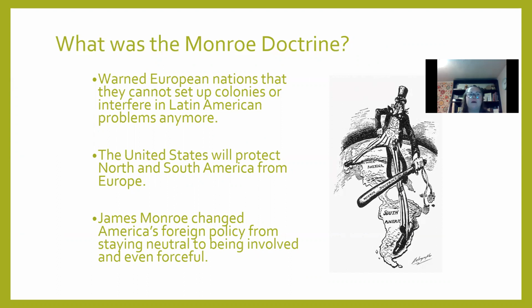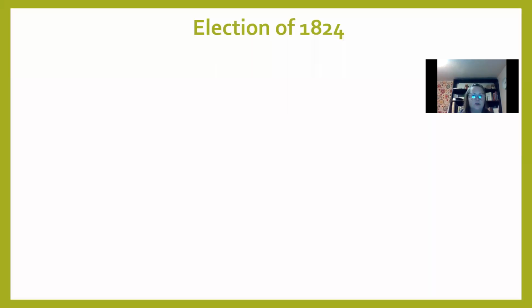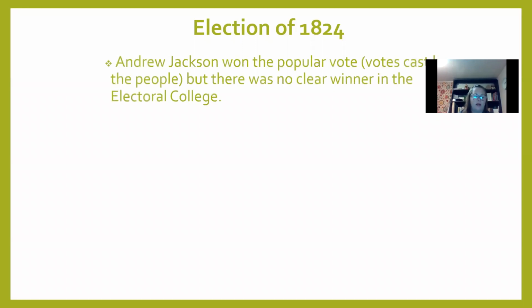So if you think back in America's history, we originally were all British colonies, right? And so basically what the Monroe Doctrine was saying is, if you come and try to take back your old colonies, we will fight you. Okay, so they created a very strong presence. So this leads to the election of 1824. Okay, this is a pretty big election.